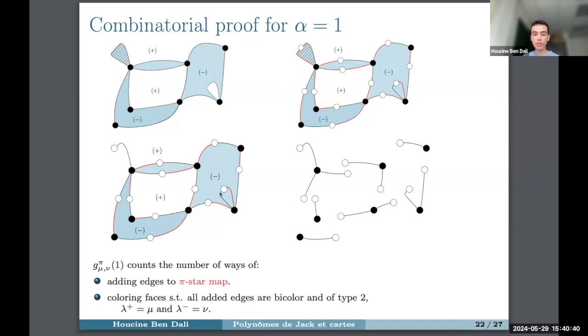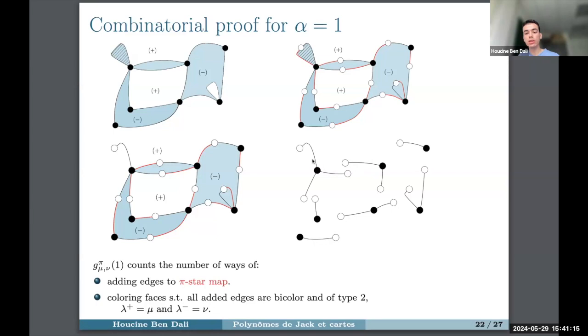So now to pass from here to here, what we do is we start from this star map, we add some edges. First we add edges and then we color the faces in such a way that all the added edges are of type 2. So the conclusion of all this is that the coefficient G counts all the ways of starting from the pi star map, and here pi is the face type of this map.